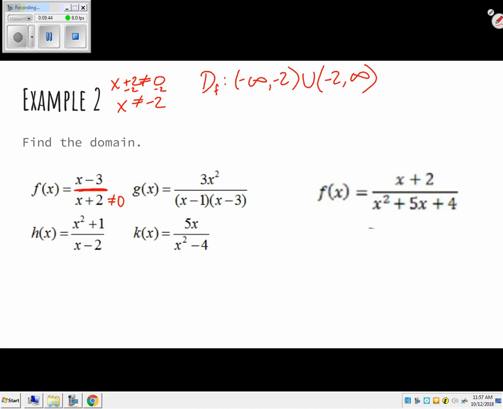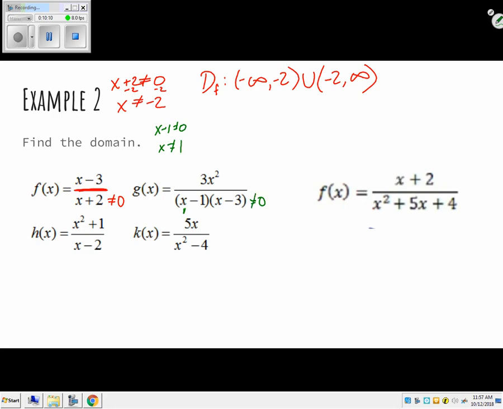Now using the same idea for this g of x right here, I set the bottom equal to 0. There are two things that are going to get in the way. First of all, if this x right here is a 1, that's going to give me 1 minus 1, which is 0. That would make the whole thing go to 0. If we need to, we can bring it up here and work it out. x minus 1 cannot equal 0. So x cannot equal 1.